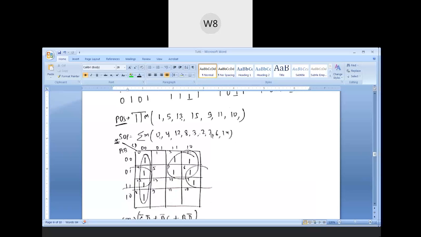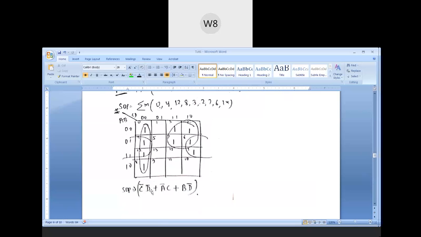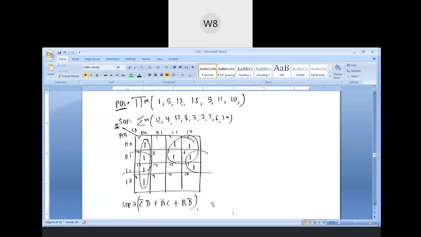Once we know this function, we can fill the Karnaugh map corresponding to this, which is given here. Here you can see that we have three groupings, each of 4 cells. That means there will be 3 terms containing only 2 variables in the sum of product form. So this one is sum of product form, and here there is a slight mistake. This is not actually SOP. This is sum of min terms.